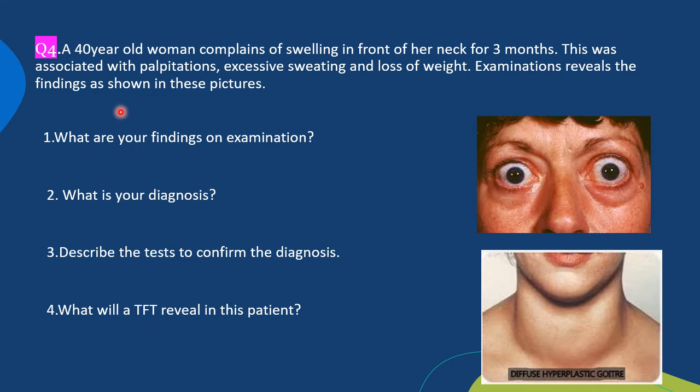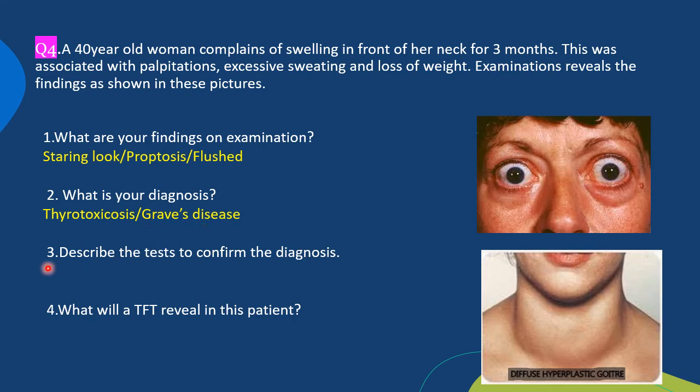Question number 4. A 40-year-old woman complains of diffuse swelling in front of the neck for 3 months. This was associated with palpitations, excessive sweating, and loss of weight. Examination reveals the findings as shown in these pictures. What are your findings on examination? The answer: a staring look, proptosis, flushed face. Okay. What is your diagnosis? Thyrotoxicosis, possibly Graves' disease.